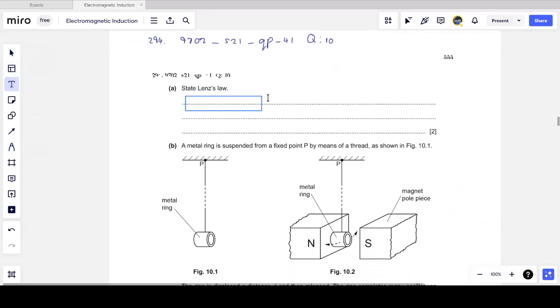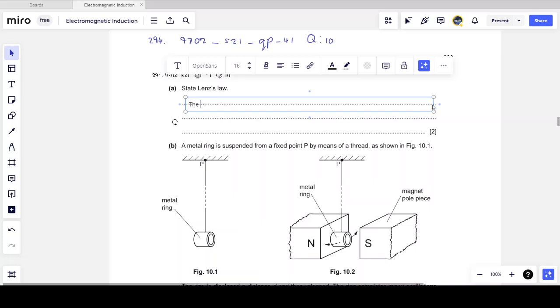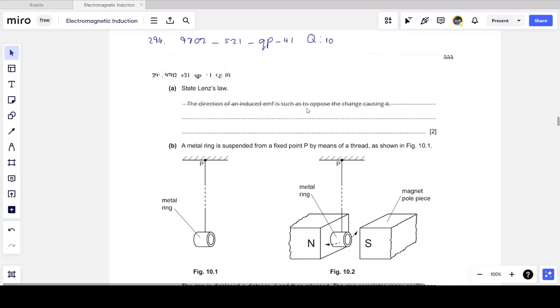And again, this is something you're probably going to be able to do in your sleep. So Lenz's law states that the direction of an induced EMF, so when we induce an EMF by moving a conductor relative to a magnetic field or having a changing magnetic field with a stationary conductor, we induce an EMF, but it is such as to oppose the change causing it. So Lenz's law is basically another way of stating the conservation of energy, but the direction of an induced EMF is such as to oppose the change causing it.